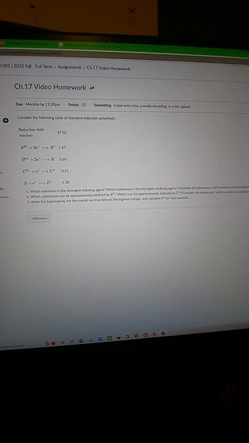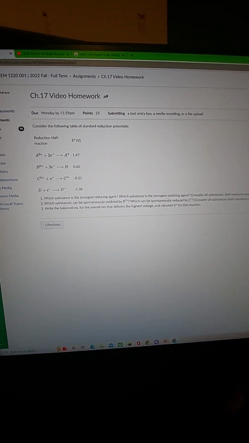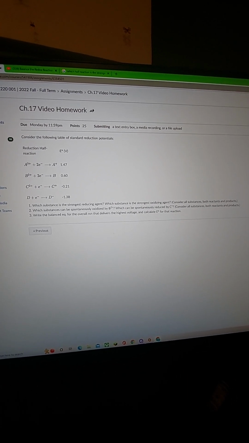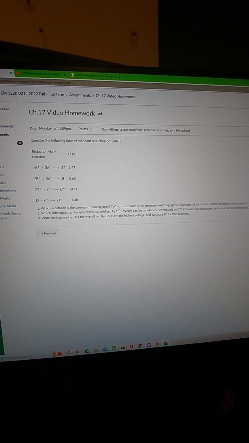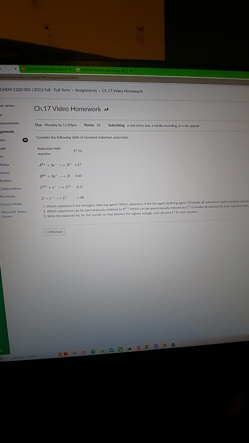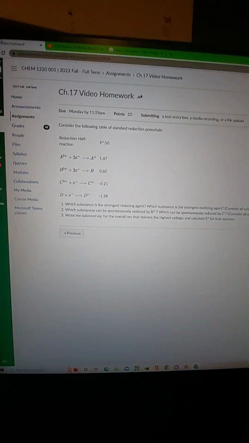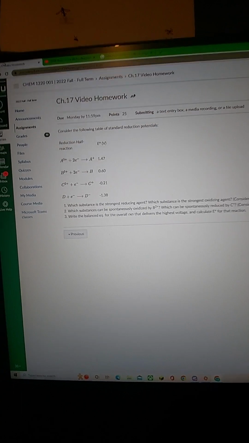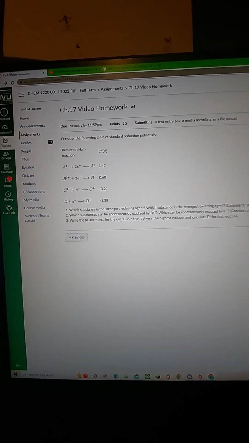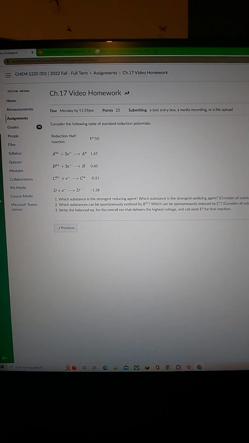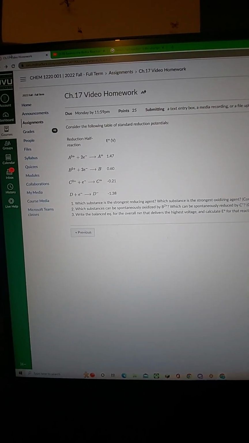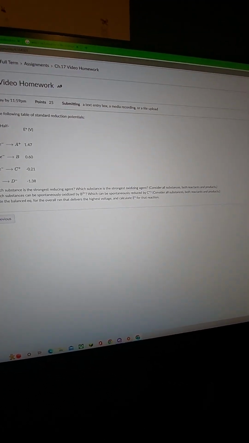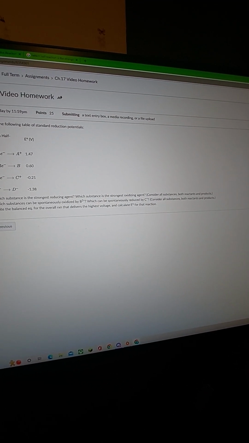First part is which substance is the strongest reducing agent. And basically that means, what is the oxidation part of your reaction, and whatever has the smallest cell potential is going to be the thing that's being oxidized, because it doesn't want to hold on to its electrons as hard as the other thing it's being compared to. And for that, I did D minus because it has a small cell potential, but it also says consider all substances, both reactants and products.